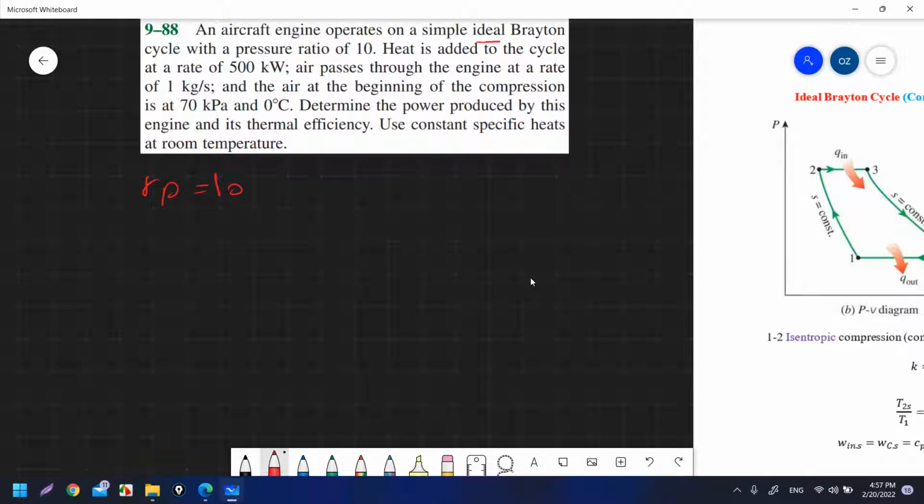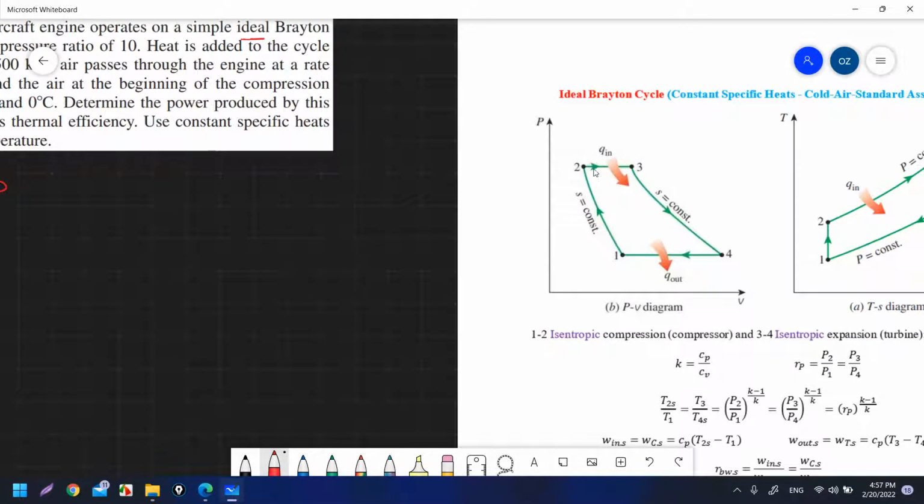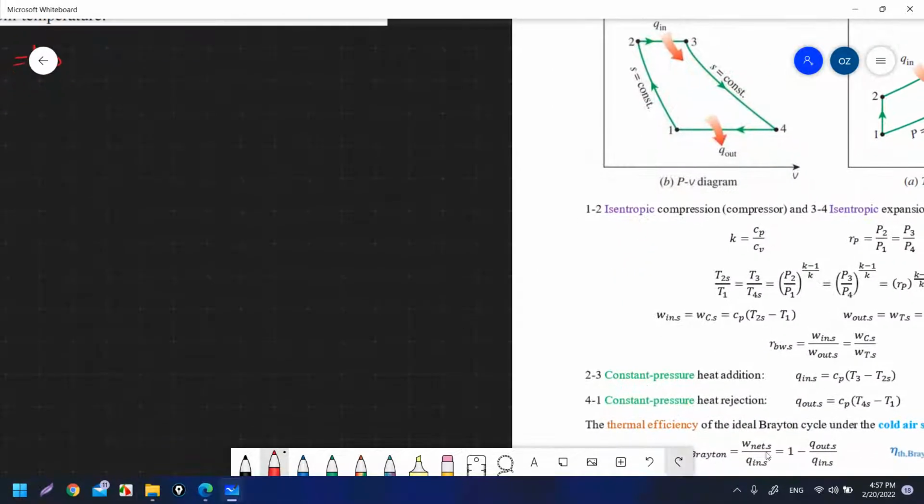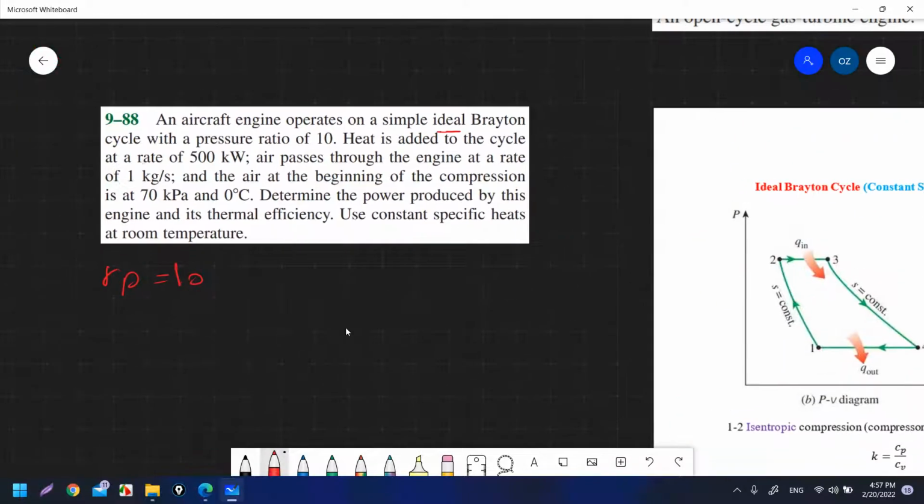Heat is added to the cycle from state 2 to 3, in a heat addition process under constant pressure. We have a constant pressure heat addition and a constant pressure heat ejection process. Heat is added to the cycle at a rate of 500 kilowatts, so it is a rate, Q dot in, because it is added to the cycle, equal to 500 kilowatts. Air passes through the engine.